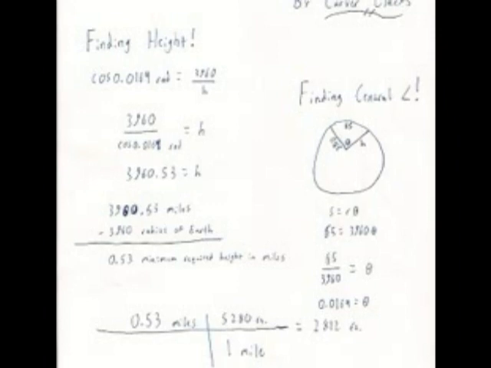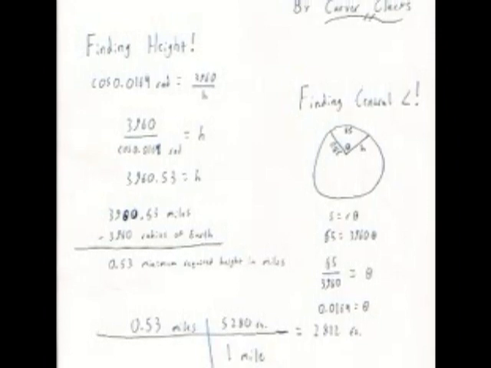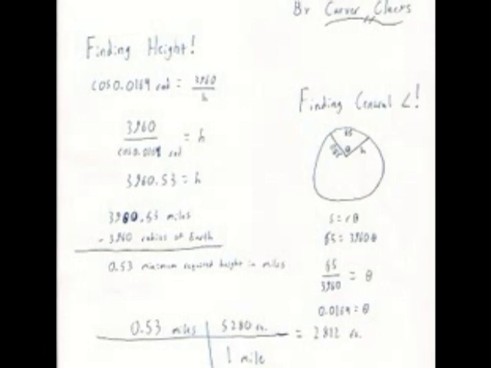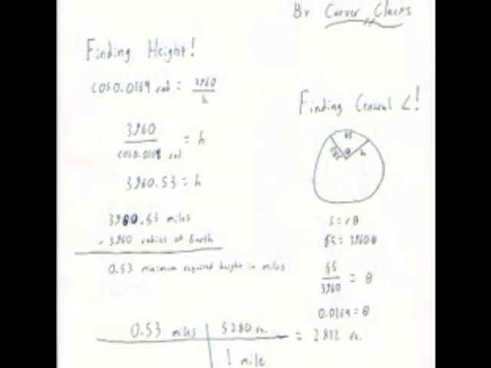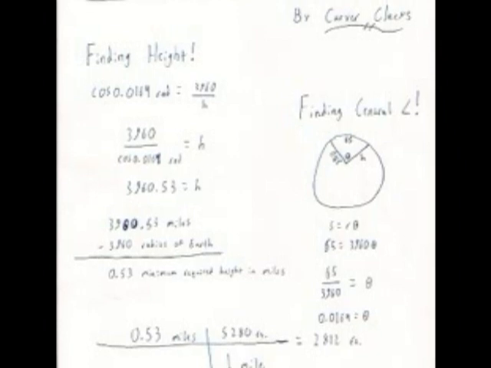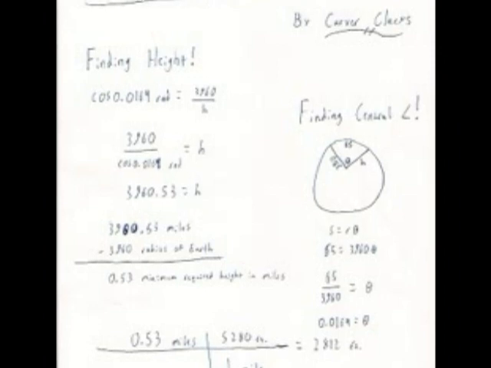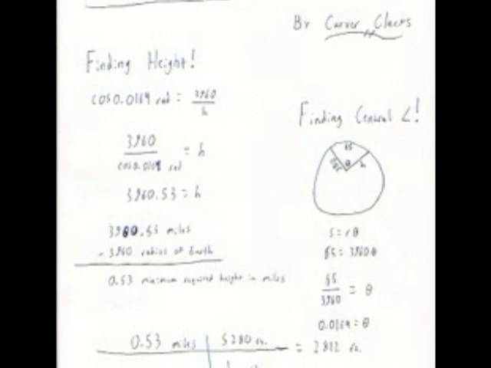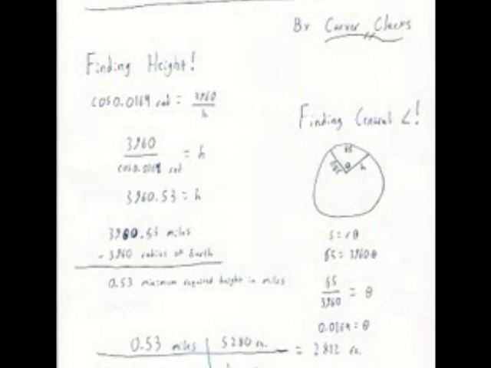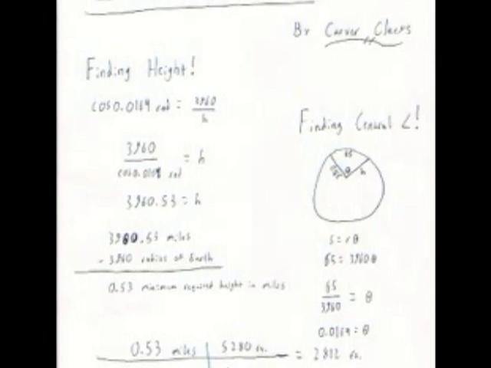We have 0.0164 radians for theta, and then we go right over to the cosine, find the cosine of that whole thing. Oh, look at that, we're using the radius of the Earth in miles. And we got 3,960.53. We subtract the radius of the Earth from that number, and the minimum required height in miles in order to see this whole thing is 0.53.